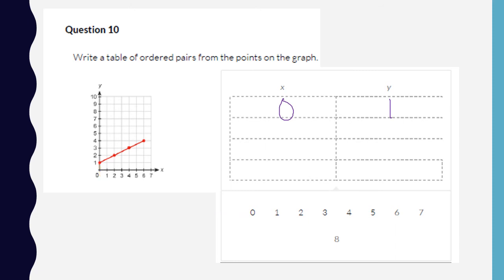Okay, now I'm going to look at my next point. I'm going to go to the right 2 and up 2. The next point, I'm going to go to the right 4 and go up 3. Then my last one, I'm going to go to the right 6 and up 4.